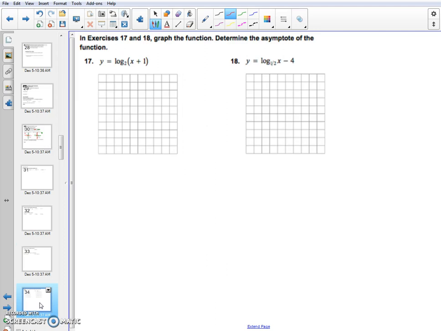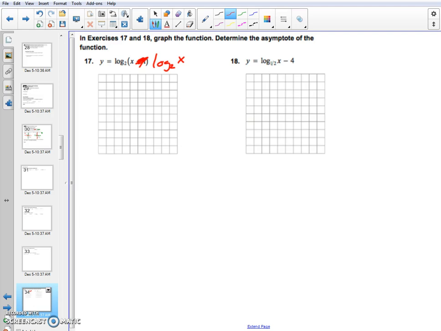So before we do some with transformations, because these have transformations on them, I want to do some basic log functions first. So I actually want to change this. I want to get rid of that +1. So it's just log base 2 of x. So if you were given this problem, we want to know, how do I graph this?